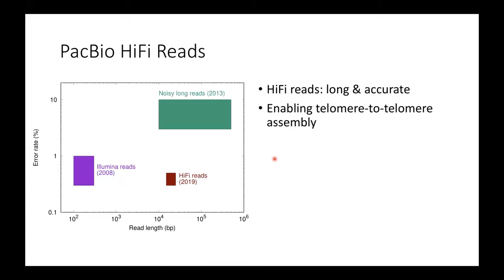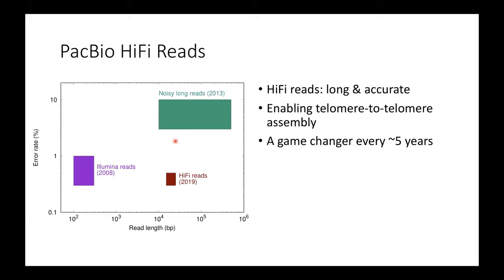But as King has shown and others have shown, the PacBio HiFi, I actually call it a game changer every 5 years. You can see that Illumina reads are short and accurate, and Nanopore reads are long, but the error rate is much higher, around 10%. And HiFi basically effectively combines the accuracy of Illumina reads and the length of Nanopore reads.